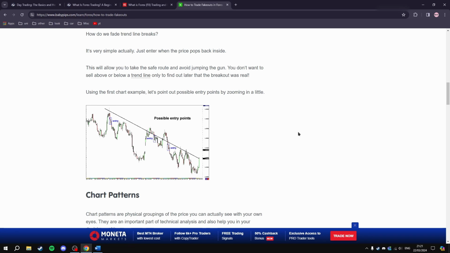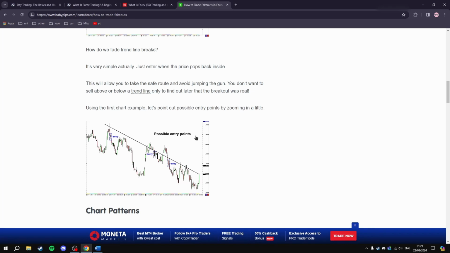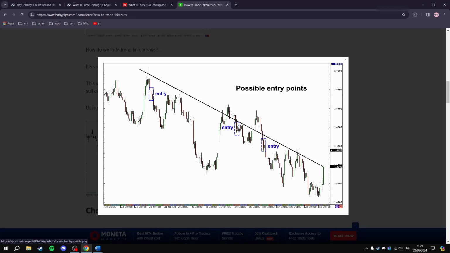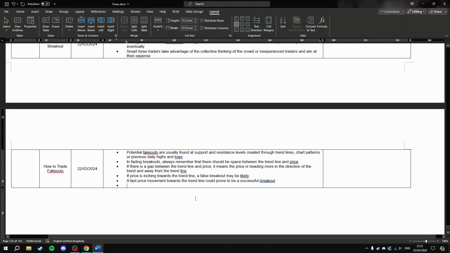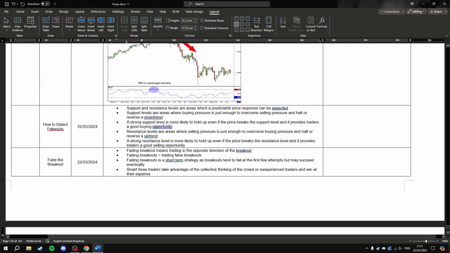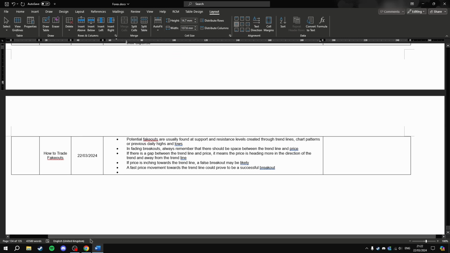Using the first chart example, let's point out possible entry points by zooming in a little. So sell here, right? Enter when the price pops back inside. So price broke through but then went back inside, so you enter here. You would sell here, wouldn't you? Yeah, you sell here because it's a good selling opportunity, a resistance level.